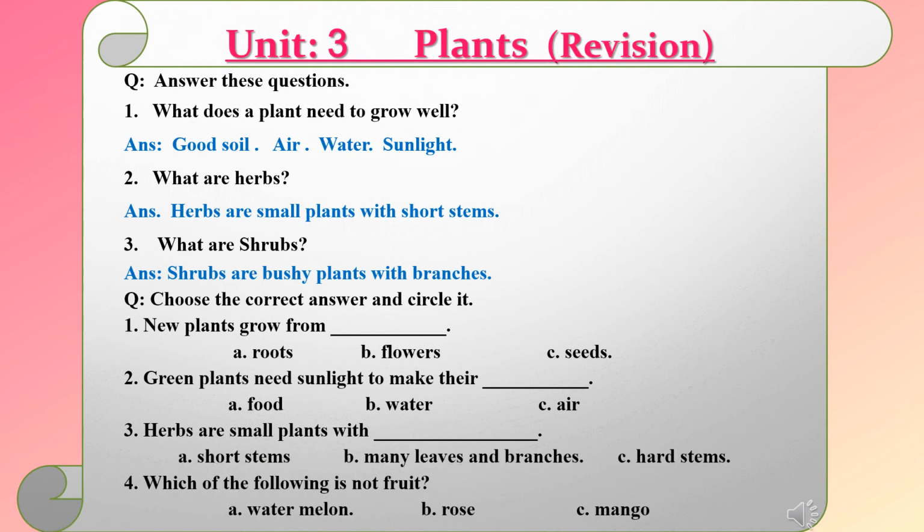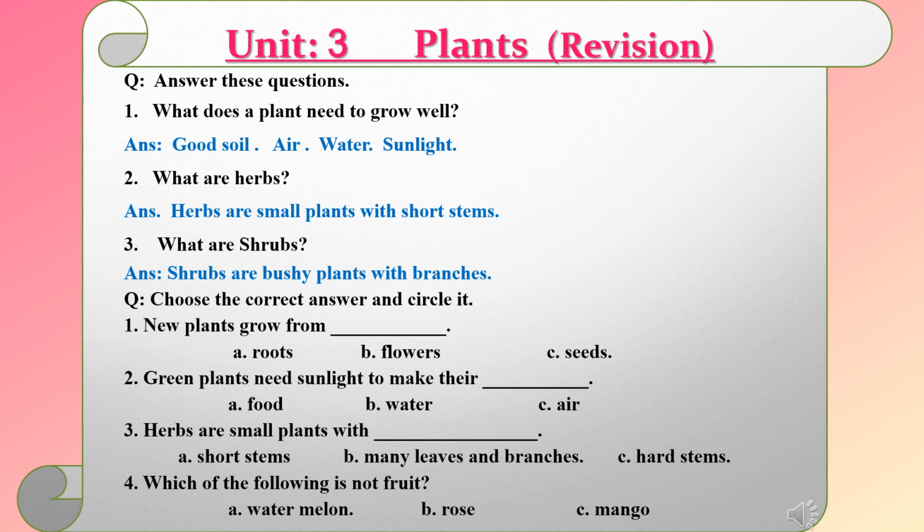Now dear students, we have finished our explanation and revision of Unit 3 plants. Now let's go and revise some question answers you have written in your science notebook. So let's begin. Our question number 1 was, what does a plant need to grow well? You have just revised. Tell me the 4 things that a plant needs to grow well. Yes, good. Good soil, air, water and sunlight.